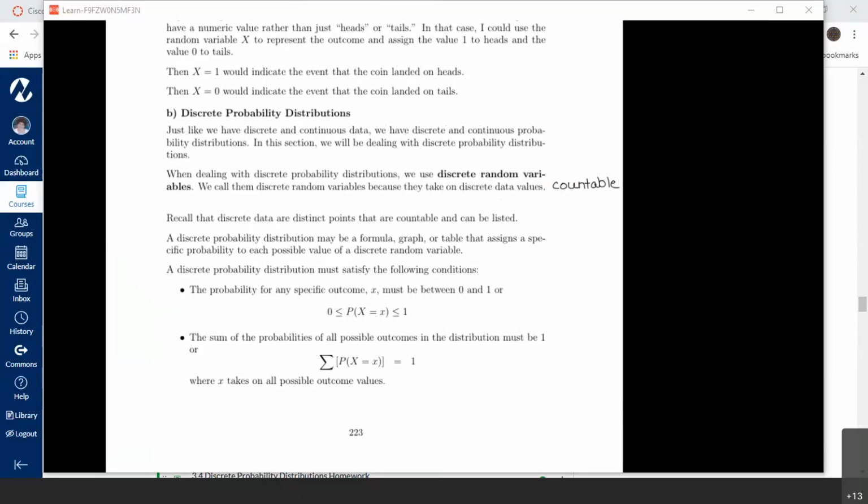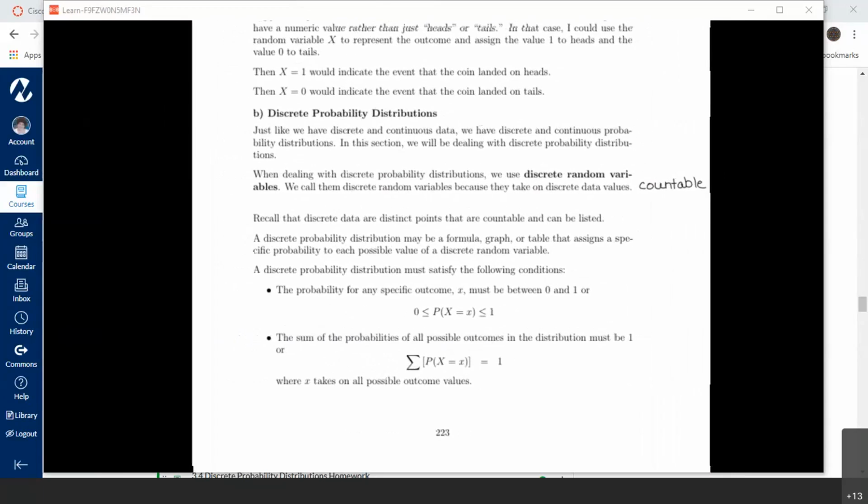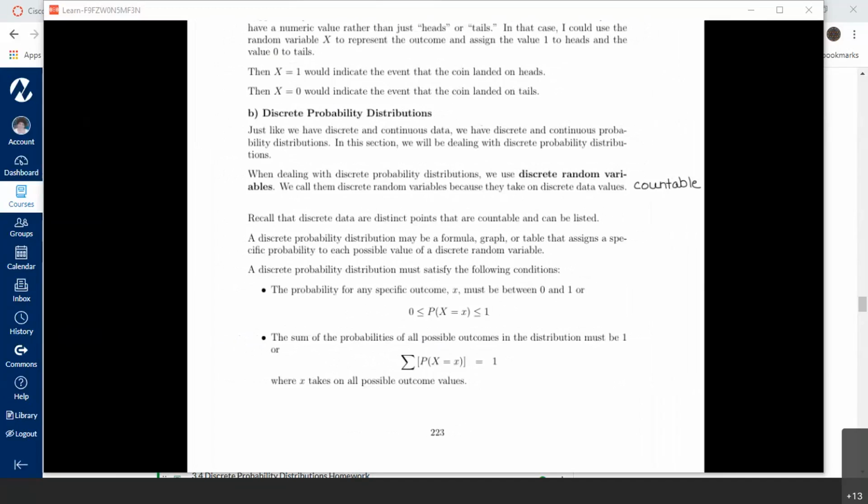Whereas discrete data is strictly countable, okay? So again, you can represent a discrete probability distribution with data points on a graph, okay? And you can also put them in a table, and you can assign a probability to each value of that discrete probability distribution. Now, they say a discrete probability distribution has to satisfy the following outcomes, but pretty much any probability distribution has to satisfy the following outcomes, okay?